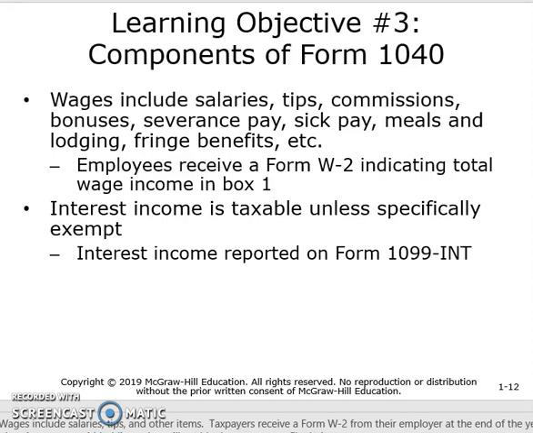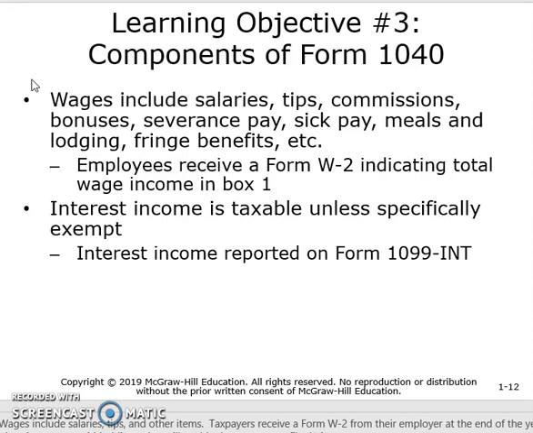So the first part of our income tax form will consist of our income. So the wages line is going to include any salaries, tips, commissions, bonuses, severance pay, sick pay, meals, lodging, fringe benefits, etc. items that are taxable. Employees will receive a Form W-2 indicating their total wages in Box 1 along with any other income that they need to report. Interest income is taxable unless it is exempt.